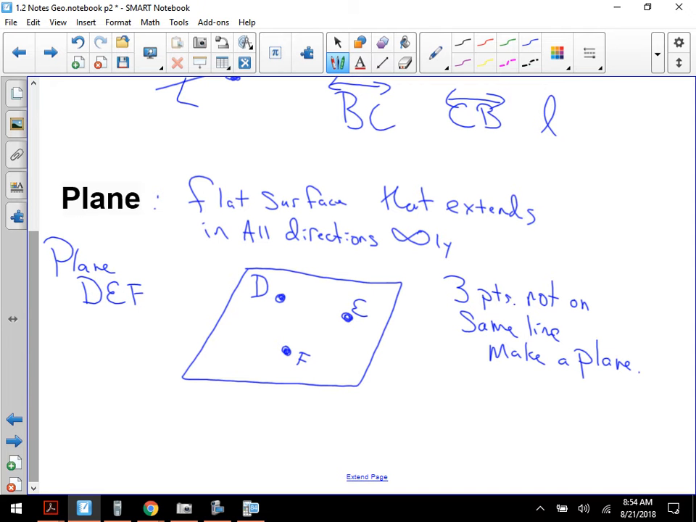From time to time, instead of it just being called plane D, E, F, they might put that little parallelogram next to it and call it D. They might write it like that also. Either way is fine. You're just telling me it's a plane. The three points that make the plane aren't on the same line. Plane D, E, F.